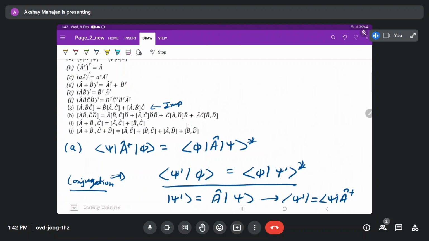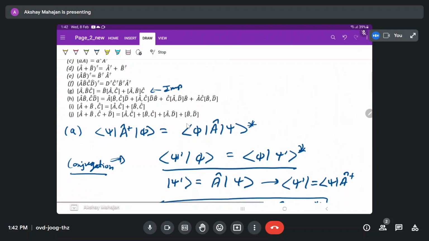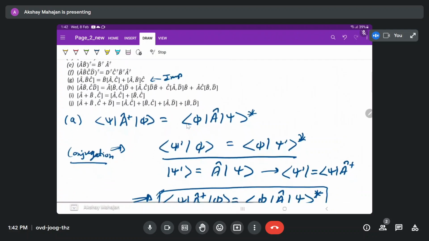Similarly, C is on the right side of B, so you will make a commutation of A and B, and then you will write C on the right side. So B will remain on the left side of C, and C will remain on the right side of B. Like this you can remember this identity.